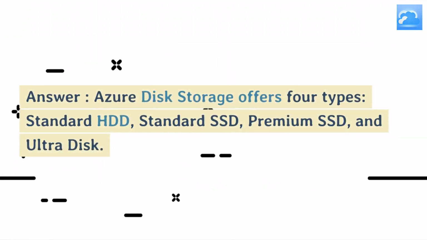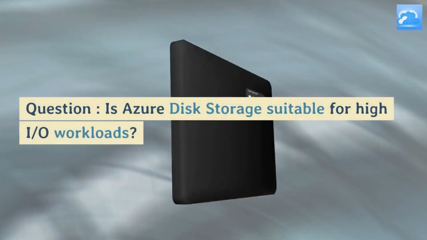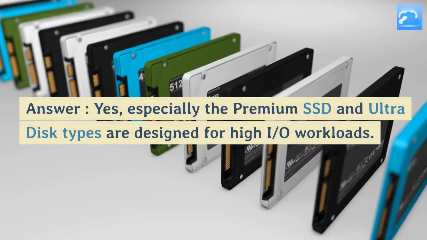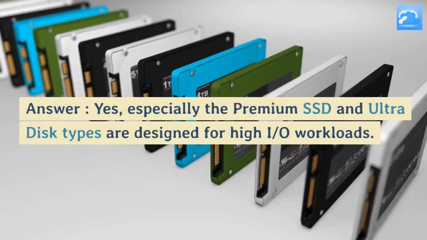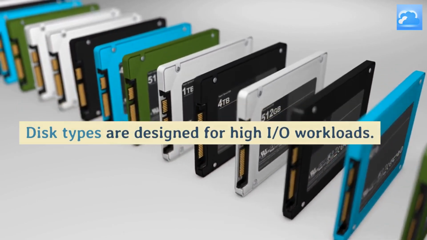Question: what are the types of Azure Disk Storage? Answer: Azure Disk Storage offers 4 types: Standard HDD, Standard SSD, Premium SSD, and Ultra Disk. Question: is Azure Disk Storage suitable for high I/O workloads? Answer: yes, especially the Premium SSD and Ultra Disk types are designed for high I/O workloads.